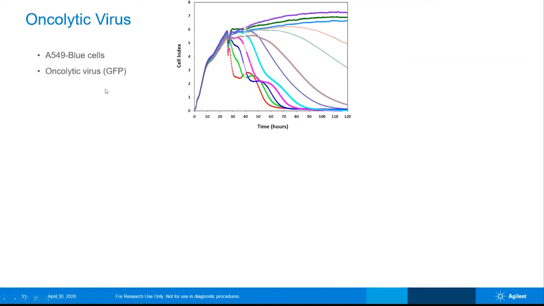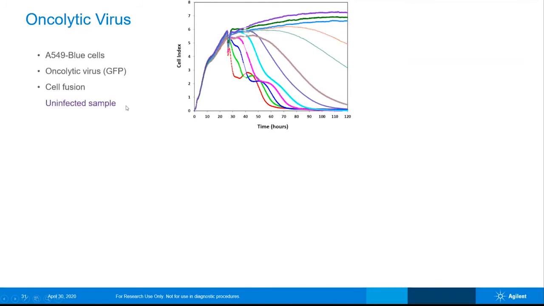The oncolytic virus that's used here expresses GFP. And it's important to note that this virus, rather than lysing the target cells, causes them to fuse to one another. This process occurs serially to produce very large polykaryocytes that eventually cease to metabolize.